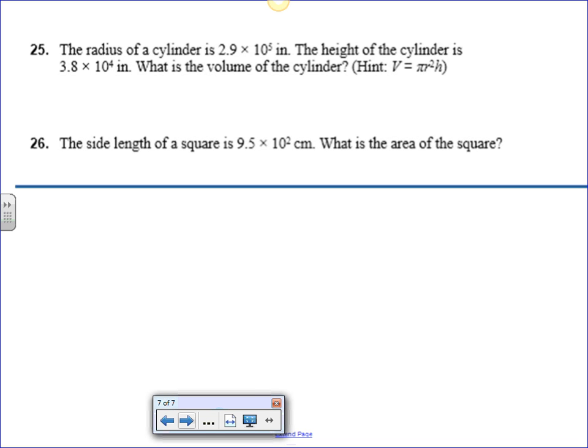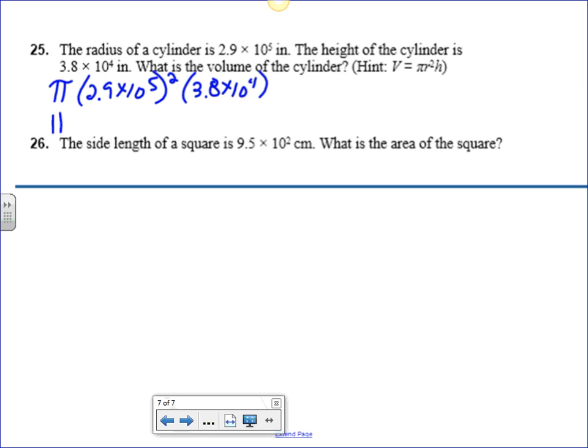Well, we can simply use the formula. So we've got pi, times 2.9 times 10 to the 5th. That whole thing is squared because that's the radius. And then we've got to take it times the height, which is 3.8 times 10 to the 4th. So if we follow our order of operations, we would have to take that middle one, 2.9, that whole quantity squared. So 2.9 squared is 8.41. So really I have pi times 8.41 times 10 to the 10th now. And then I still have 3.8 times 10 to the 4th.